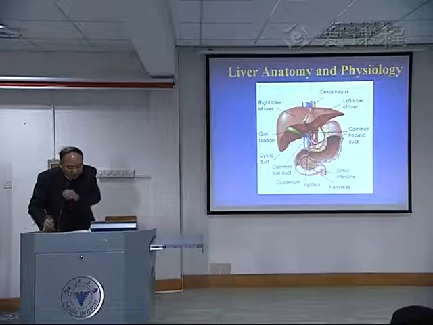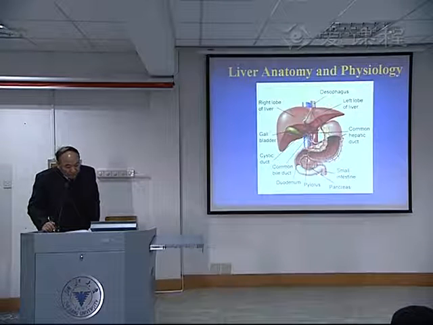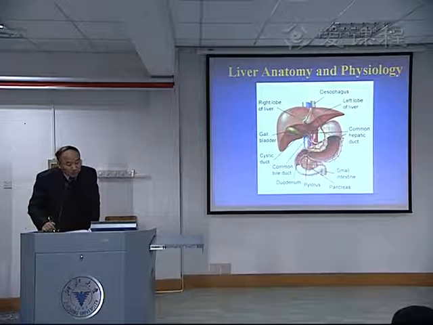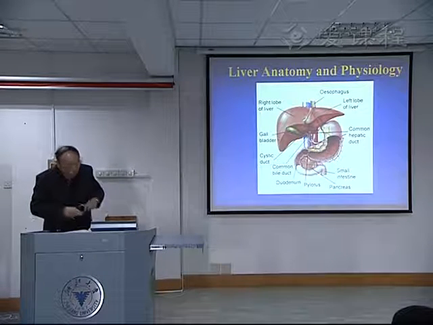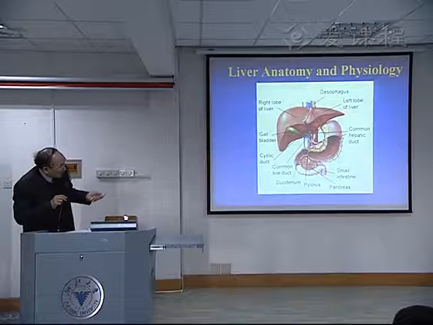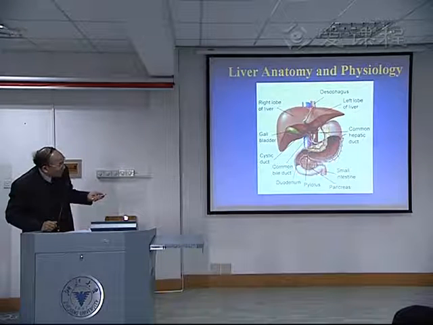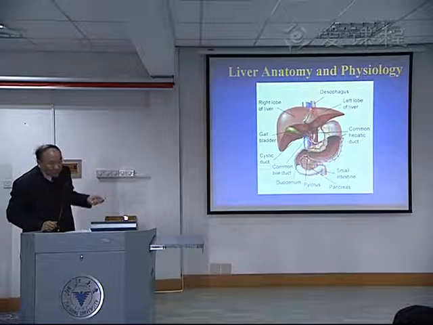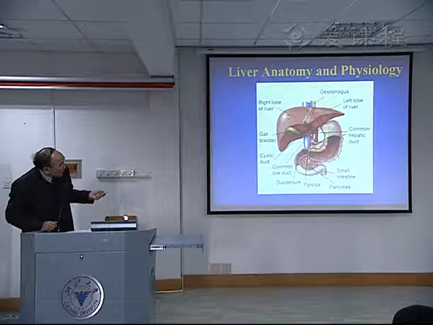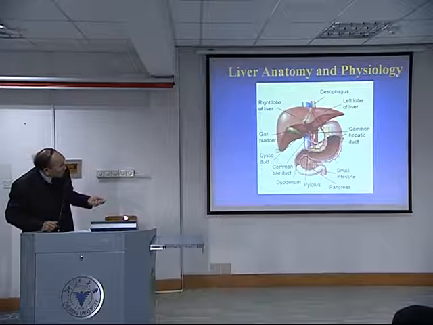So first of all, we discuss this liver disease. First, understanding liver anatomy and physiology is very important. This picture shows us the liver. The liver is a large solid organ in the body. It's very large. Here we see the right lobe and left lobe of the liver, and the esophagus.